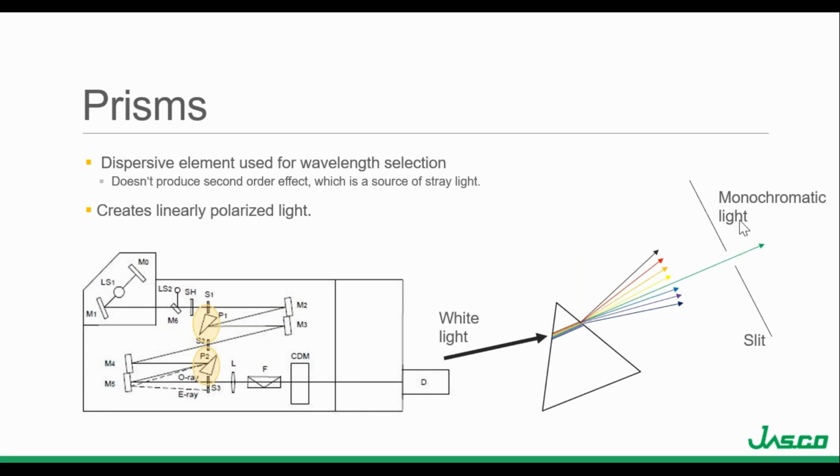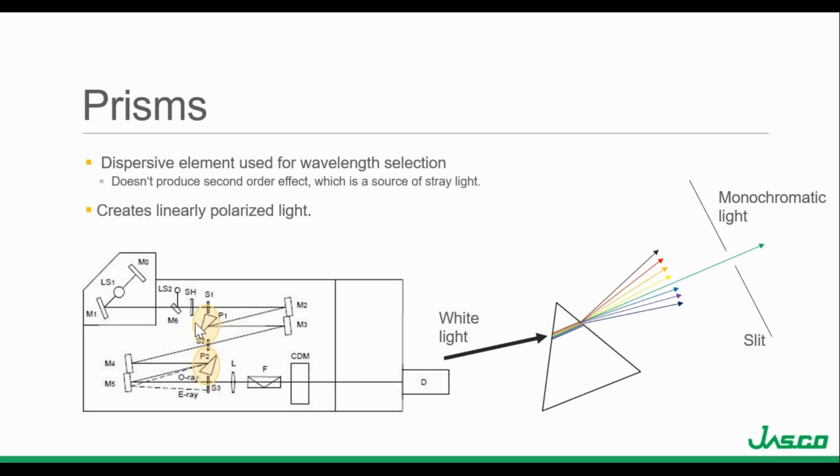So now the light is in the monochromator. It goes through this first slit to the mirror and to our prism. So the prism is used as a dispersive element for wavelength selection. It doesn't produce a second order effect. It's one angle and one wavelength. And second order effects are a source of stray light. So again, we want to reduce any contributions to the noise.